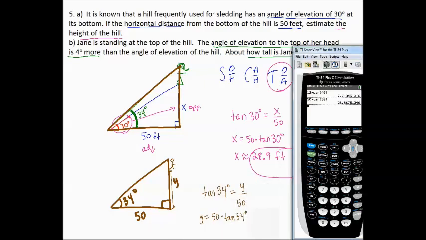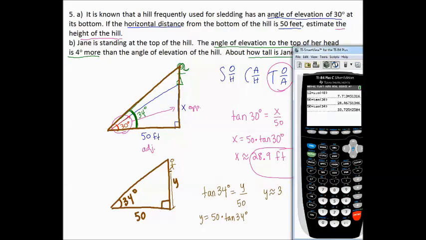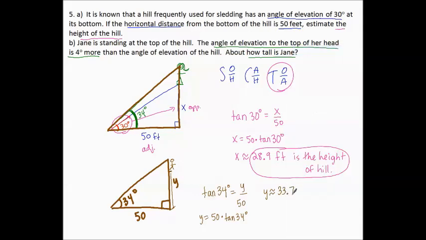Let's grab our calculator. 50 times the tangent of 34 degrees, and we have 33.7. So y is approximately 33.7. Now, that's the whole distance from here down to here, 33.7. Remember that earlier we found the height of the hill is 28.9. That's right here. So how tall is Jane?